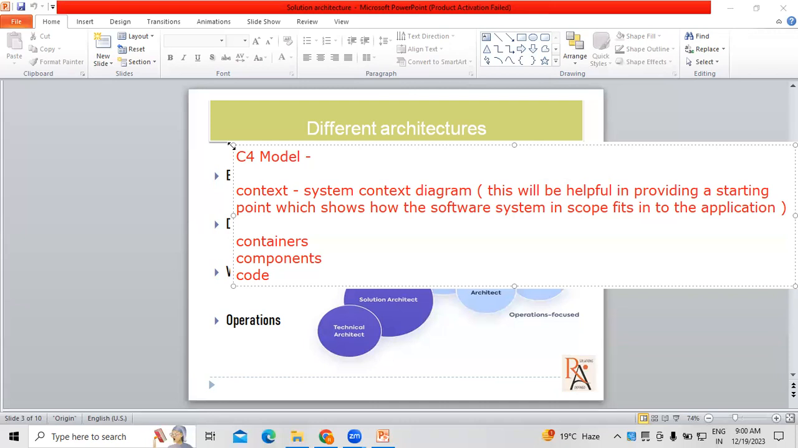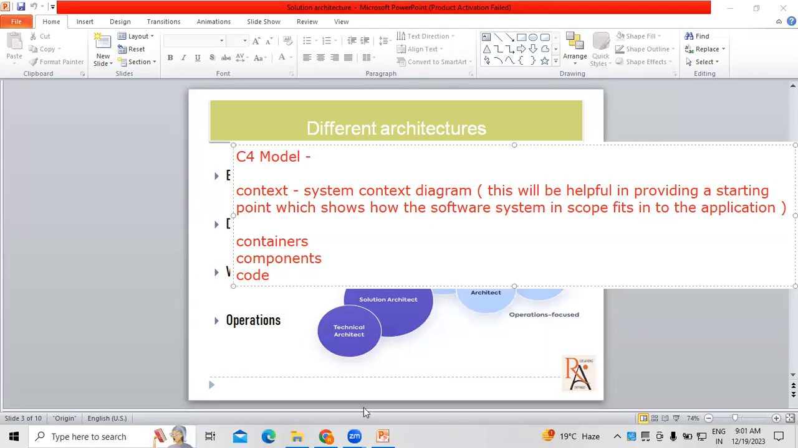So we need to have a high-level understanding of the system context diagram, which is majorly helpful for providing a starting point: where and how this software system fits, nothing but the scope, the kind of possibilities that will be fitted into the application. This is where the system context diagram is generally useful.